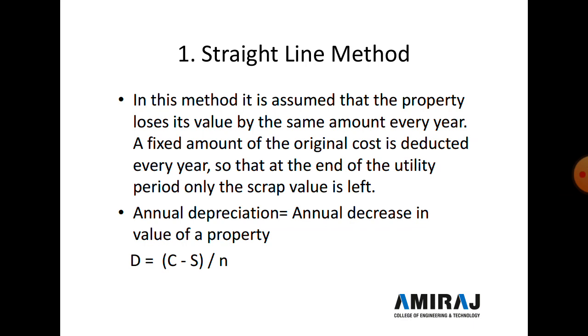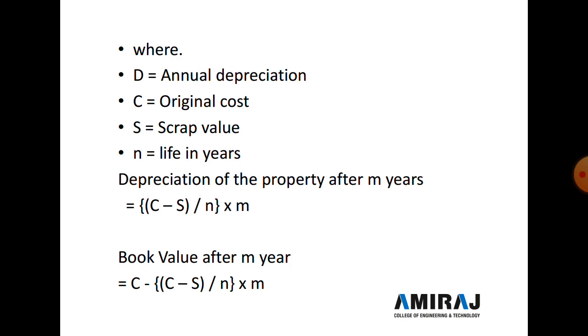In this method it is assumed that property loses its value by the same amount every year, and a fixed amount of the original cost is deducted every year, so that at the end of the utility period only scrap value is left. The equation for annual depreciation: annual depreciation equals annual decrease in the value of property. So depreciation D is equal to (C minus S) divided by N. What is D? D is annual depreciation, C is original cost, S is scrap value, and N is life in years.